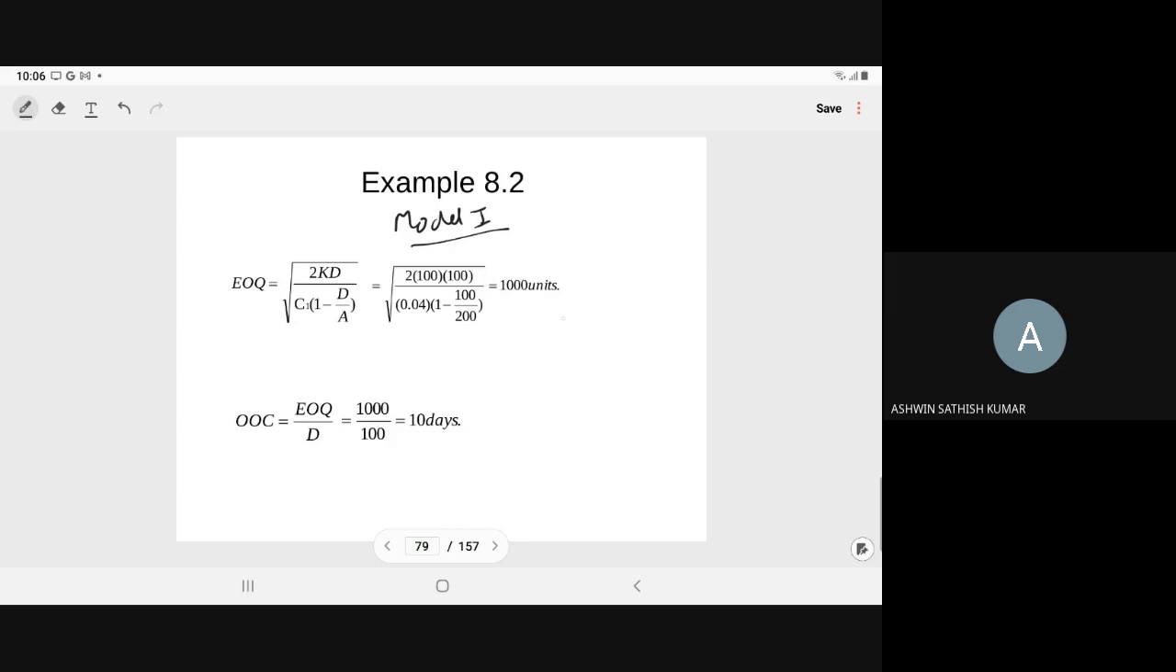So it is coming when we put the value of the kd, C1 and A. So here it is coming 1000 units. And from here, when we compute T naught star, what is T naught star? Optimum order cycle or reorder point, optimal reorder point. So it is EOQ upon D, 1000 upon 100, that is 10 days.